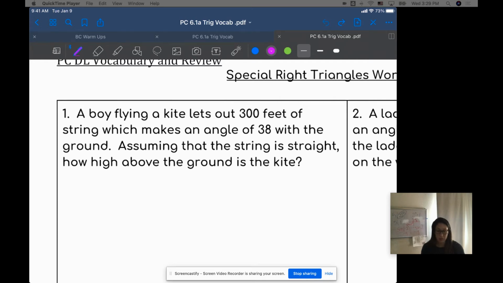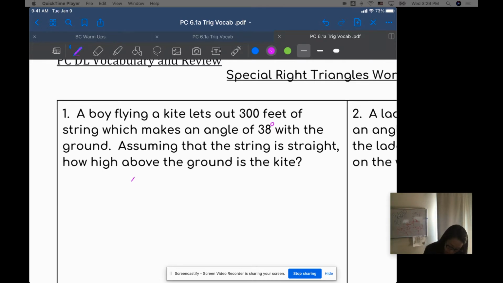We're going to do some trig review today and also some vocab. All right, so a boy flying a kite lets out 300 feet of string, which makes an angle of 38 degrees with the ground. Assuming that the string is straight, how high above the ground is the kite?